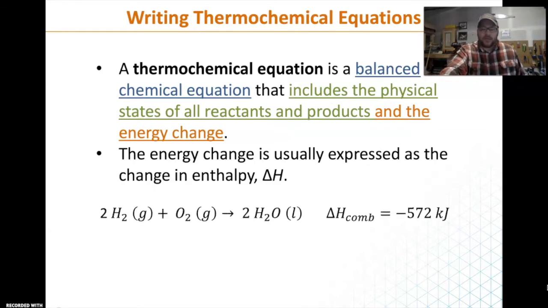And so here's an example. We have hydrogen gas reacting with oxygen gas to form water, and our delta H follows the equation with a delta H of combustion equal to negative 572 kilojoules. So this would be a thermochemical equation.